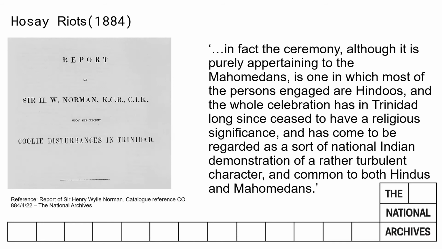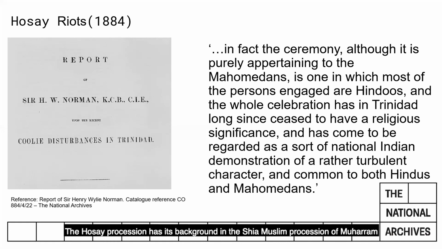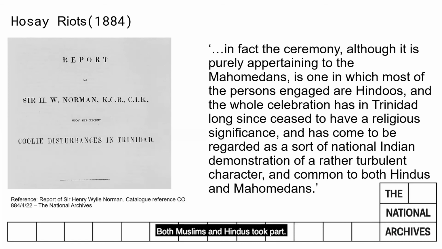fire on 30th October. The Jose procession has its background in the Shia Muslim procession of Muharram, which commemorates the killing of Hussein, a revered figure in Shia Islam. Like other festivals from India that arrived in the Caribbean, it came to express a sense of a shared culture and interaction. Both Muslims and Hindus took part.